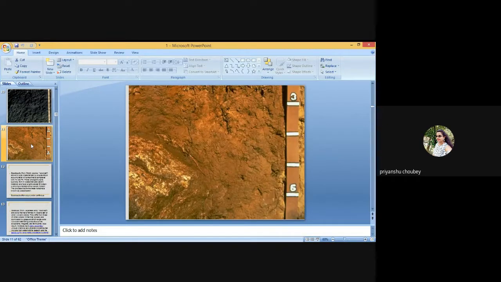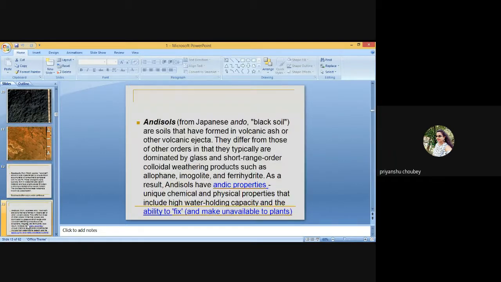This is a picture of spodosols. Andisols from a Japanese Endomensa volcanic. Andisols are soils that have formed in volcanic ash or other volcanic ejecta.